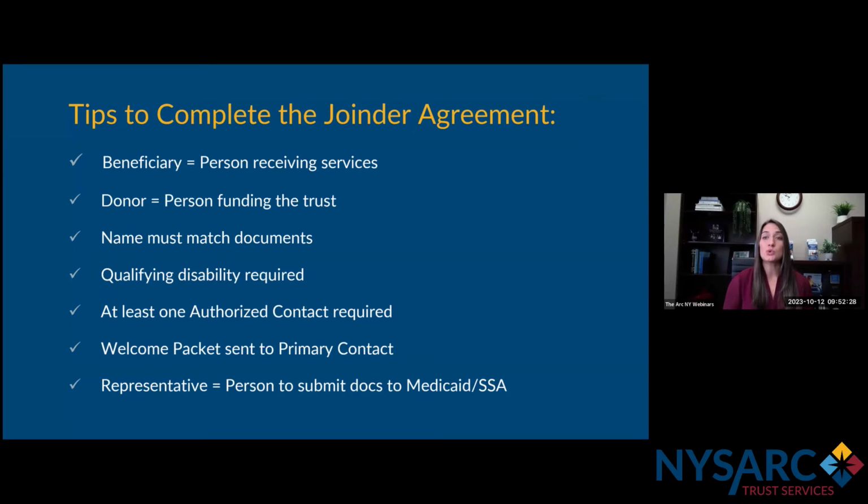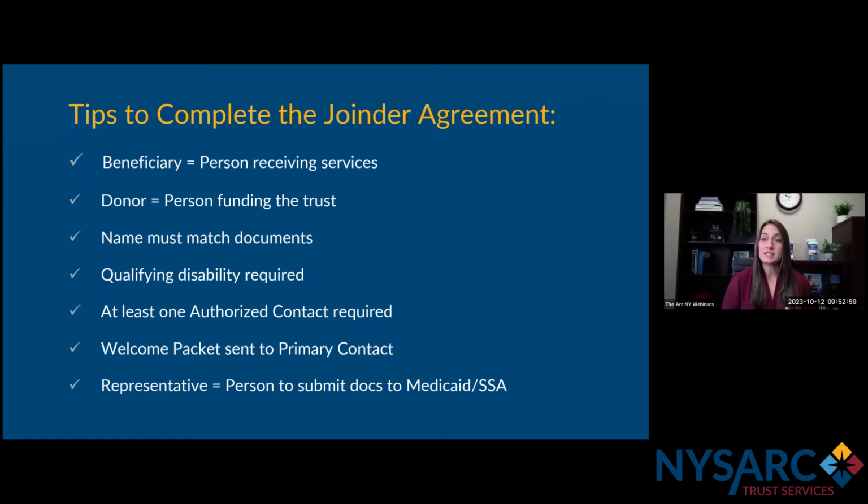When you're completing the joinder agreement, please be sure that the name that you provide on the joinder agreement matches the legal documents that you're submitting, like your Social Security card and your Social Security award letter. Some people might be using maiden names still, or have other names legally on their documents. It's important that those match. So please be sure that you do that. Otherwise, we're going to need to follow up and we may need to get additional documentation.